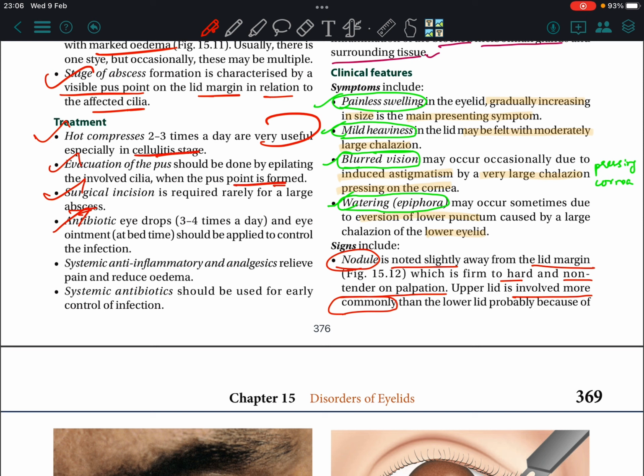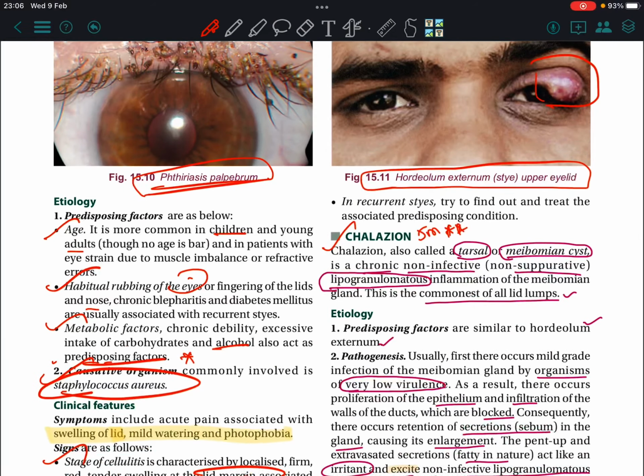Antibiotic eye drops and eye ointment should be applied to control the infection. Systemic anti-inflammatory analgesics relieve pain and reduce edema. Systemic antibiotics should be used for early control of infection.